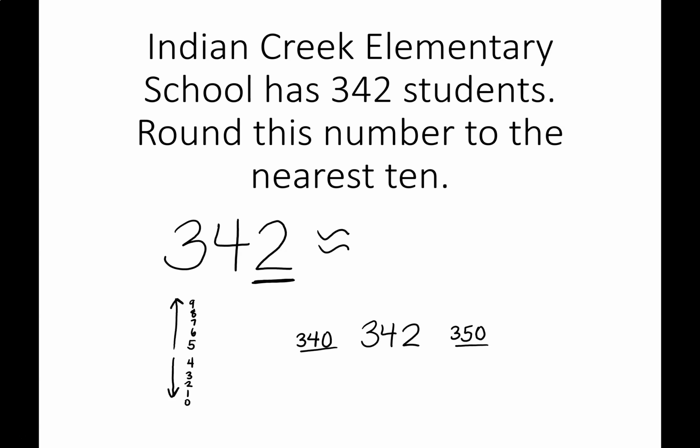Okay, and the number in our ones place is 2, meaning it is less than 4. So I'm going to round down to the smaller 10, which is 340. Okay, good job. Let's keep going.